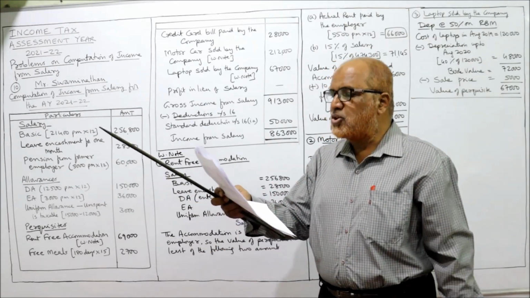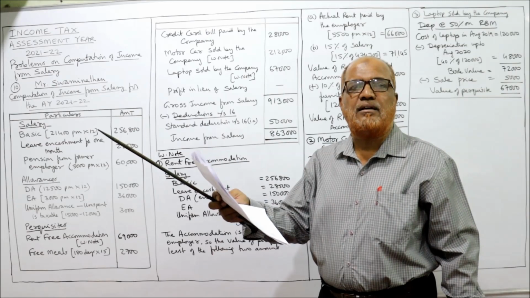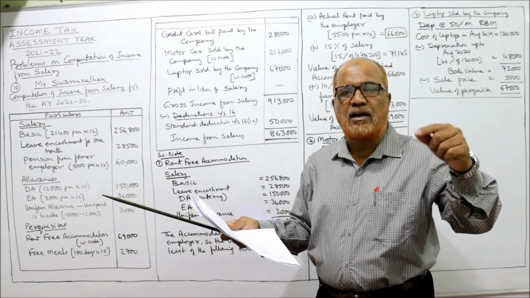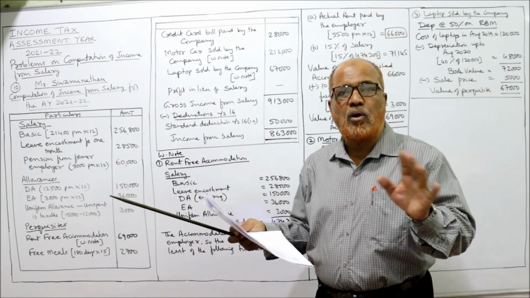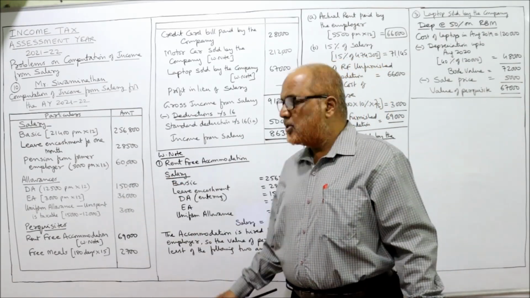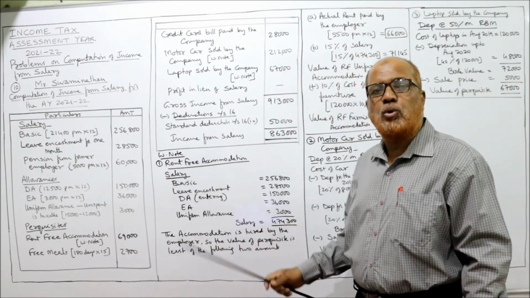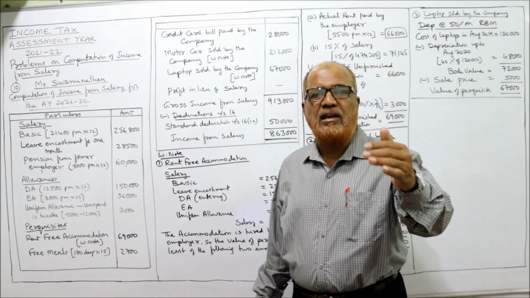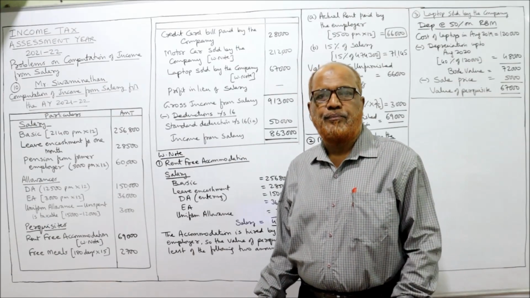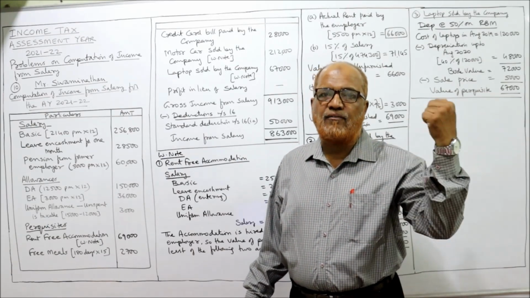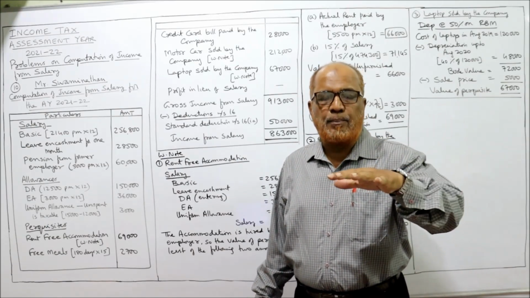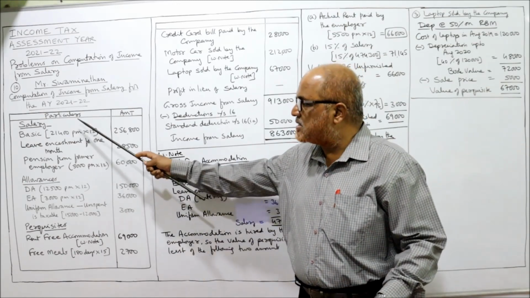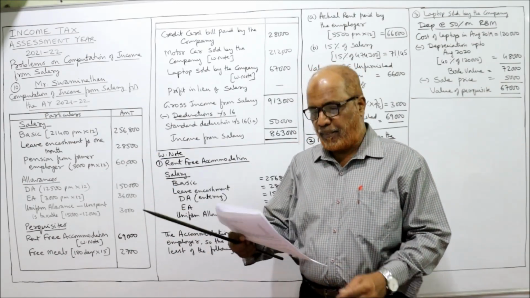Whereas pension received from LIC under annuity plan, this is taxable under income from other sources, not under income from salary. So here in working note, you should write down the pension received from LIC annuity plan, that is taxable under income from other sources, whereas pension received from former employer, that is taxable under the head salary.